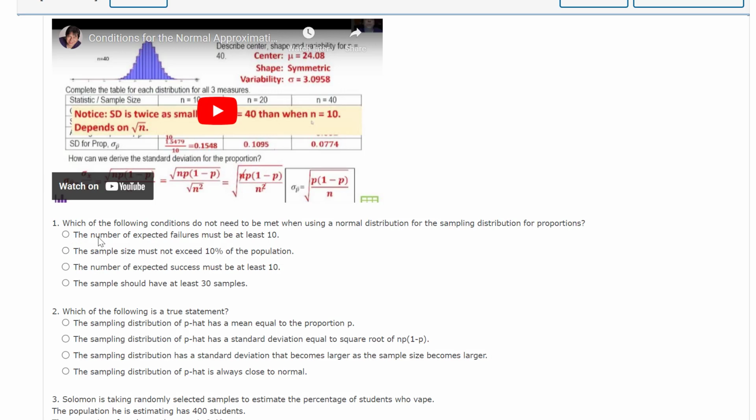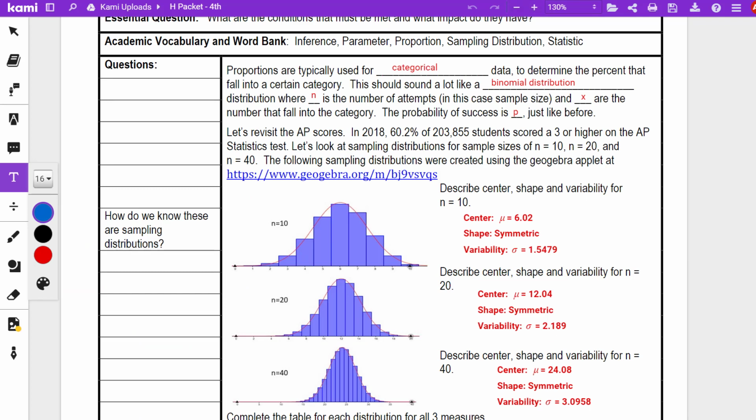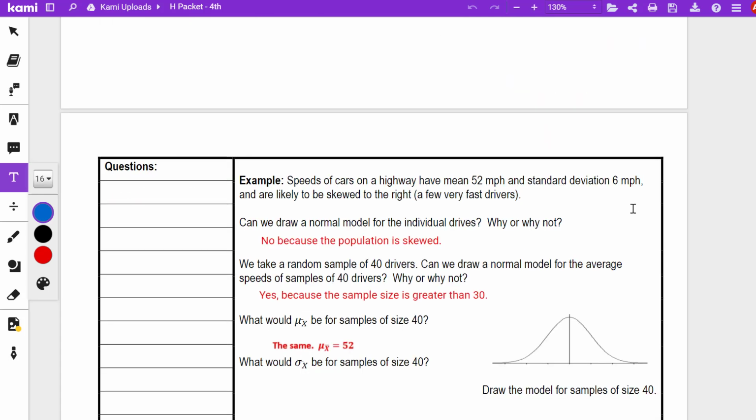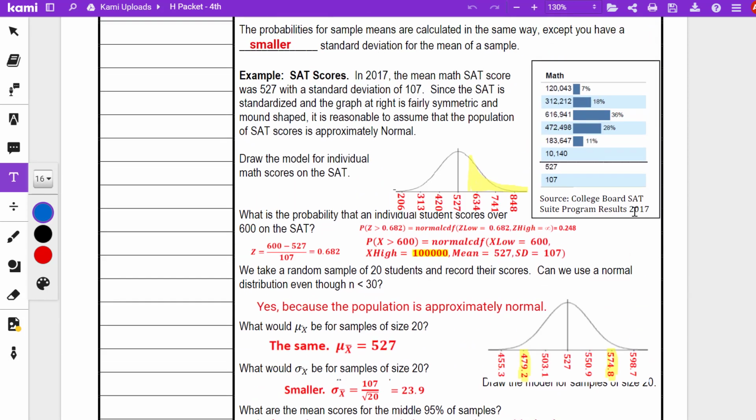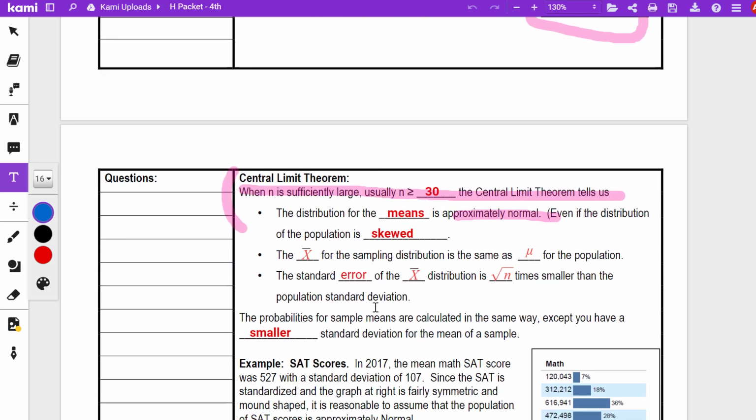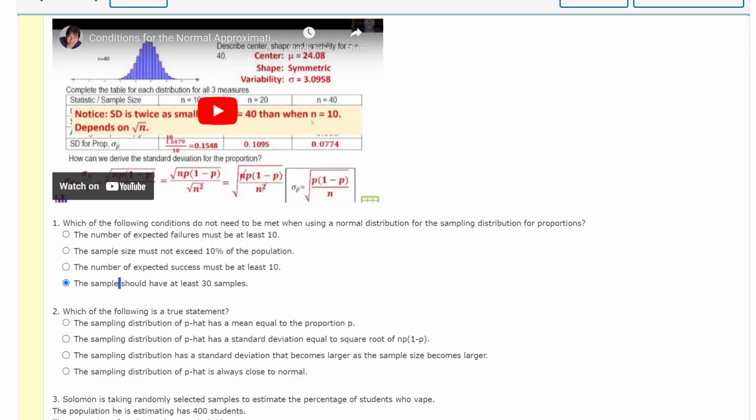So expected number of failures must be at least 10. That is a condition, so that is not the answer. We need to make sure the sample is less than 10% and successes. So this one right here, having at least 30 samples, that really has more to do with the very beginning of the packet when we're talking about sample means. And it should have been the central limit theorem if I brought it up. Yeah, there it is. That's about means. That's not about proportions. Okay, I'll go back to my notes for this section, which is H3. So the one that is not a condition for proportions is this one. The sample should have at least 30 samples.